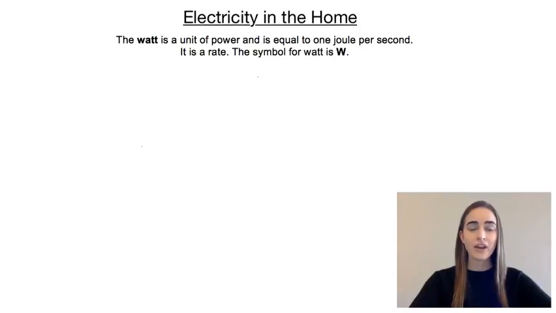In this video, I want to have a look at electricity in the home. So the first thing you need to know is how we measure electricity. The watt is a unit of power and it's equal to 1 joule per second. Because we're talking joules per second, that means that a watt is a rate. We also need to know that the symbol for watt is a capital W.